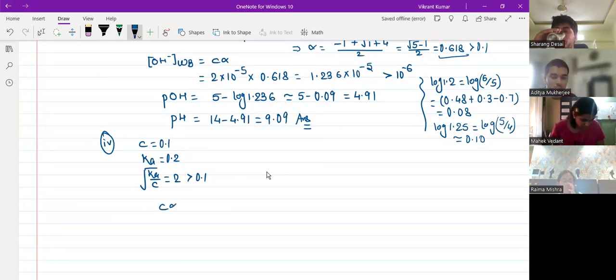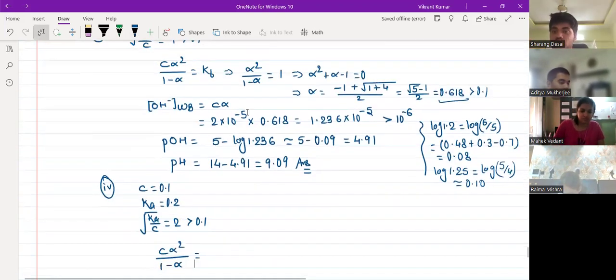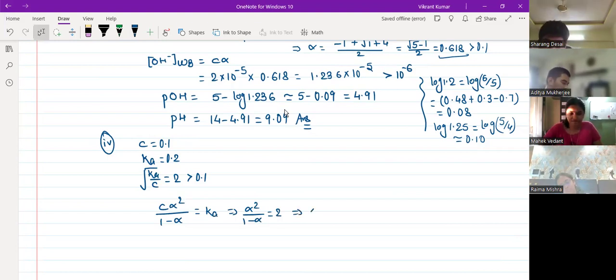That's why again we need to solve that equation, C alpha square by 1 minus alpha. Last time it was Kb, right? This time because we have got a weak acid solution, we'll write this one as Ka. So now if you solve it, alpha square by 1 minus alpha will become 2. That will give you the quadratic equation alpha square plus 2 alpha minus 2 equals 0.